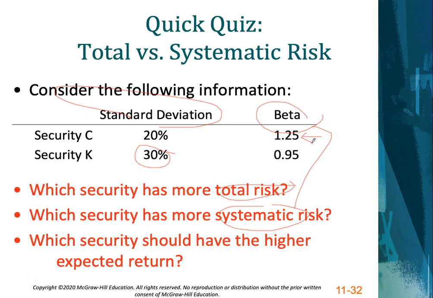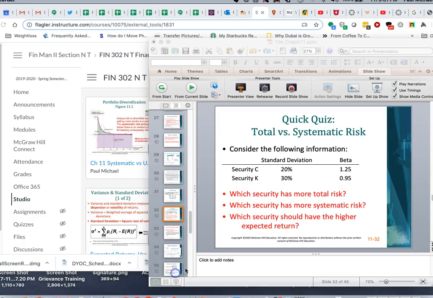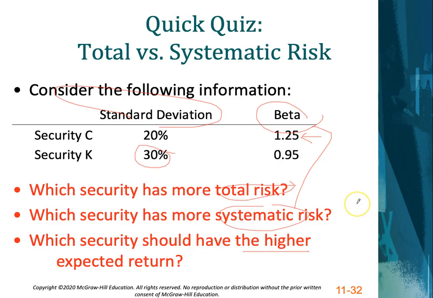So you remember that the market itself, the S&P 500, has a systematic risk of 1. Security C here has more exposure to these systematic factors: inflation, interest rates, GDP, things that impact every company in the country. Security C is more sensitive to that. So when interest rates go up, it is likely to go down more than the market. So which would have the higher expected return? Well, I'll let you figure that one out.